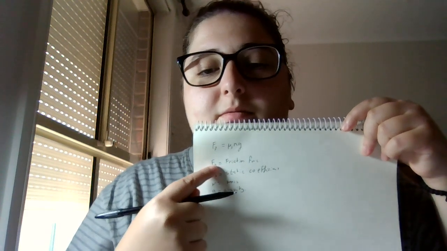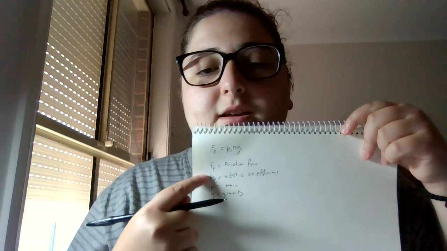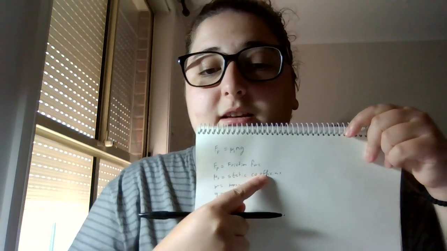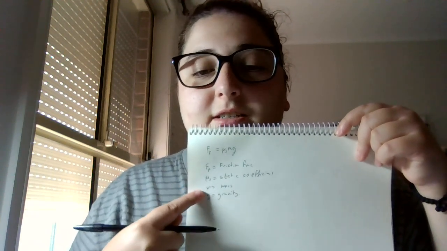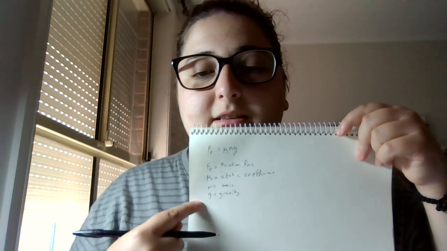The F f is equal to the friction force. The mu s is equal to the static coefficient. That is something that is given to you. That's a constant. We have the m, which is mass, and the g, which is gravity. That does not change. Okay. So we have that formula, and then we have three others that go along with it.